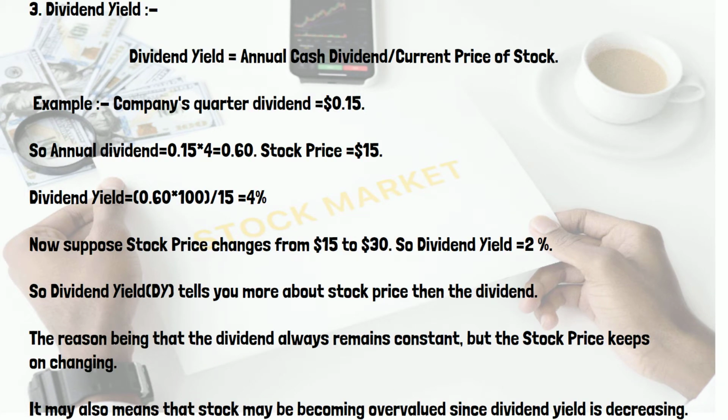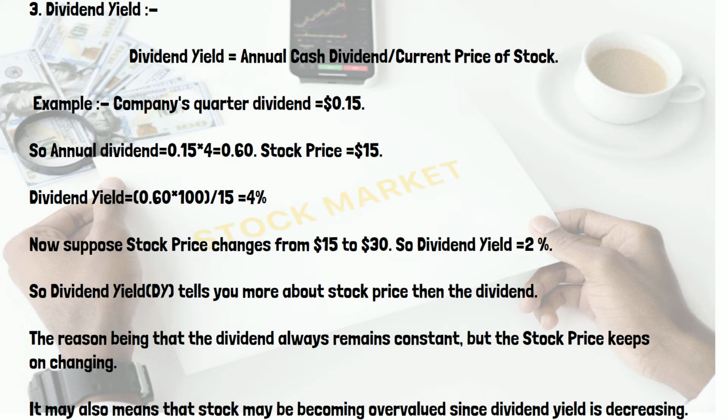Number 3. Dividend yield. Dividend yield is equal to annual cash dividend divided by current price of stock. Example: suppose the company's quarterly dividend is 15 cents. So the annual dividend is 0.15 times 4 equals 0.60. And the stock price is $15. So the dividend yield is 0.60 times 100/15, that is 4%. Now suppose the stock price changes from $15 to $30. So the dividend yield is 2%.